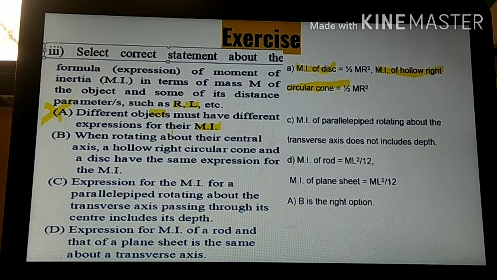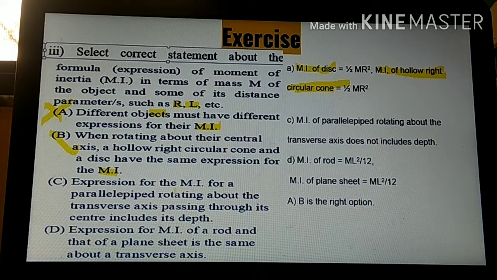Similarly, when rotating about its central axis, the hollow right circular cone and the disk have the same expression of moment of inertia. Over here, what has been given? While rotating along its central axis, moment of inertia of a hollow right circular cone is half mr square, as well as moment of inertia of a disk is what? Half mr square only. So this option is right. B option is right.